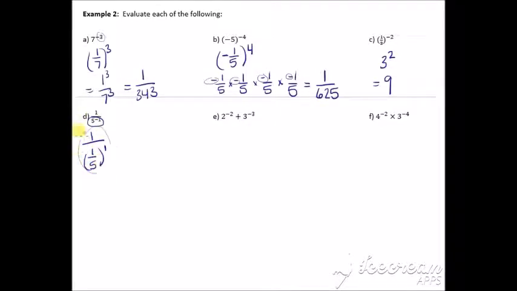This fraction over fraction is really ugly. So what we're going to do is rewrite this as 1 divided by 1 over 5. And just like in elementary school, this is 1 times the reciprocal. So I get the answer is 5.